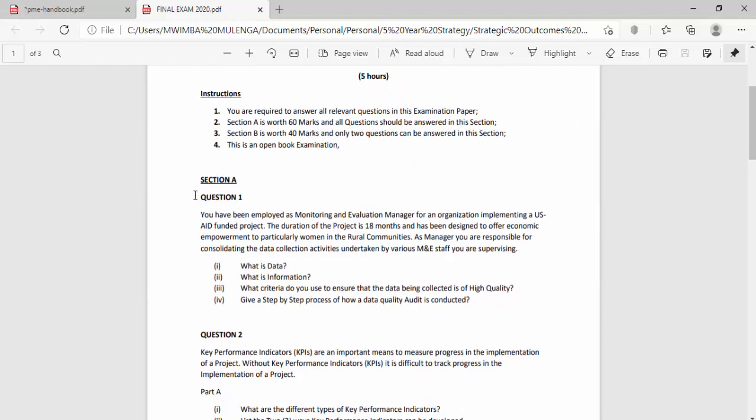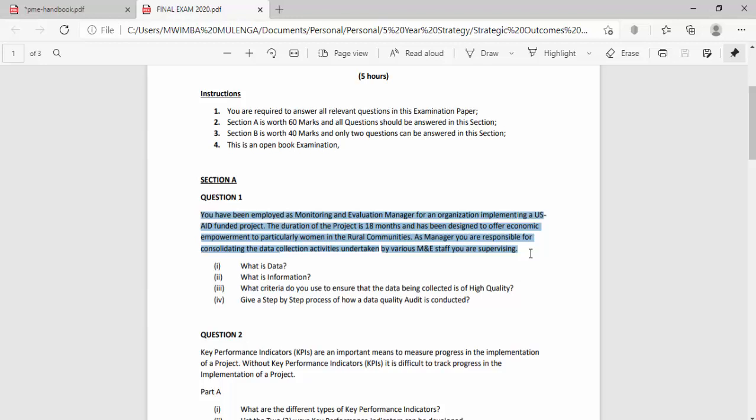Question 1. You have been employed as a monitoring and evaluation manager for an organization implementing a USAID funded project. The duration is 18 months and designed to offer economic empowerment, particularly to women. As manager, of course, you are responsible for consolidating the data collection activities undertaken by various M&E staff you are supervising. So the question is, what exactly is data?